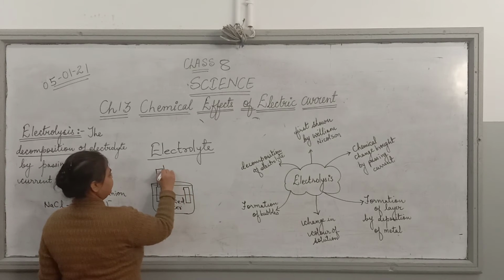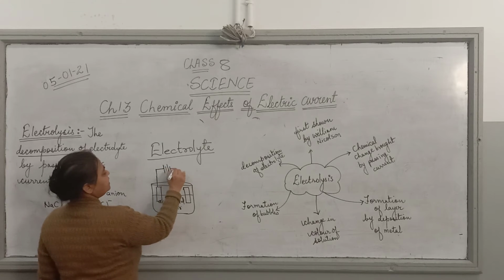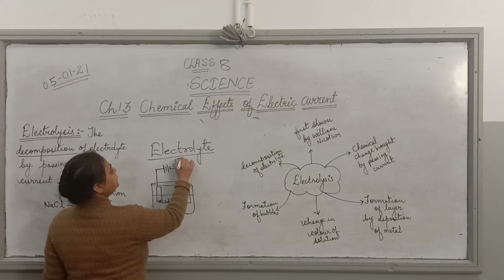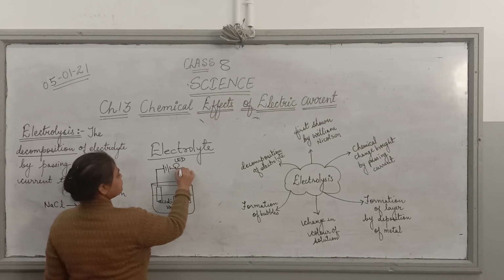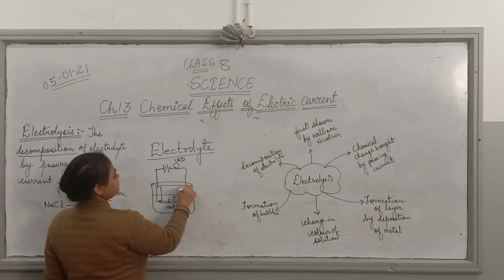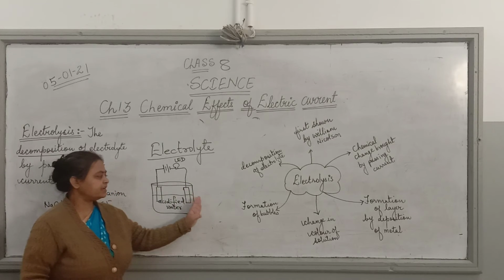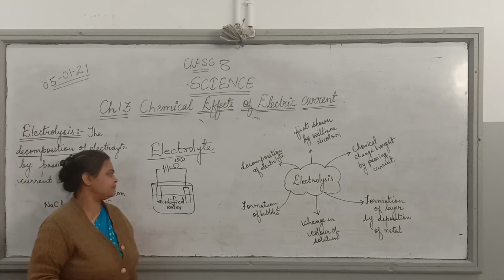Then we need a battery. You know the symbol of battery, right? And for checking whether the current is passing through or not, we'll put one LED. Okay, because weak current is there, and the other end of the wire should be connected to the second electrode. Carbon electrode. Okay.